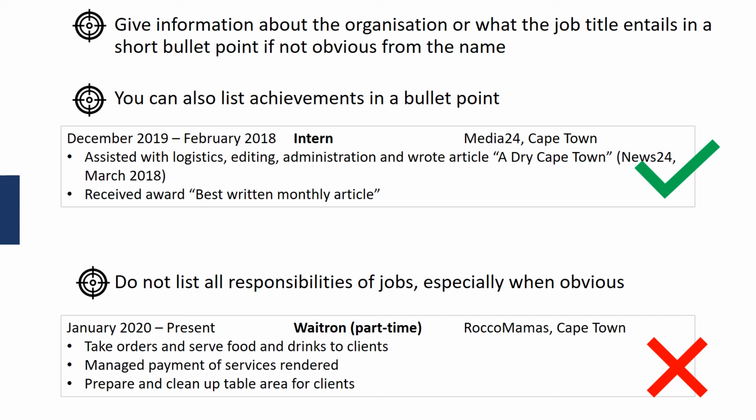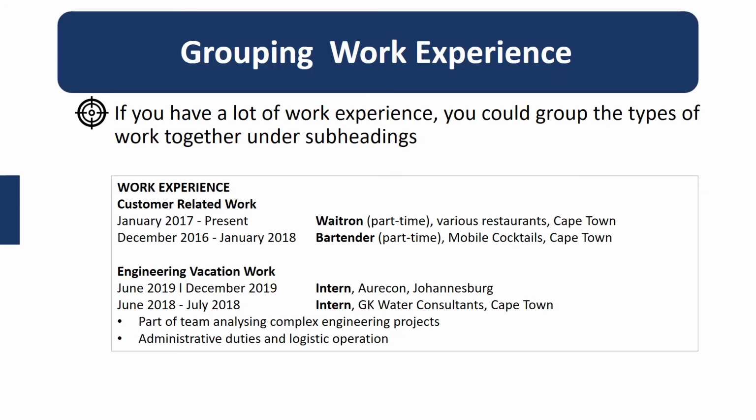You can also bullet point particular achievements and activities, but don't list responsibilities in every job, particularly if they are obvious. If you have a lot of work experience, it can be helpful to group the types of work together under subheadings. For example, engineering vacation work under one heading, and customer-related work if you have done a lot of waitressing.